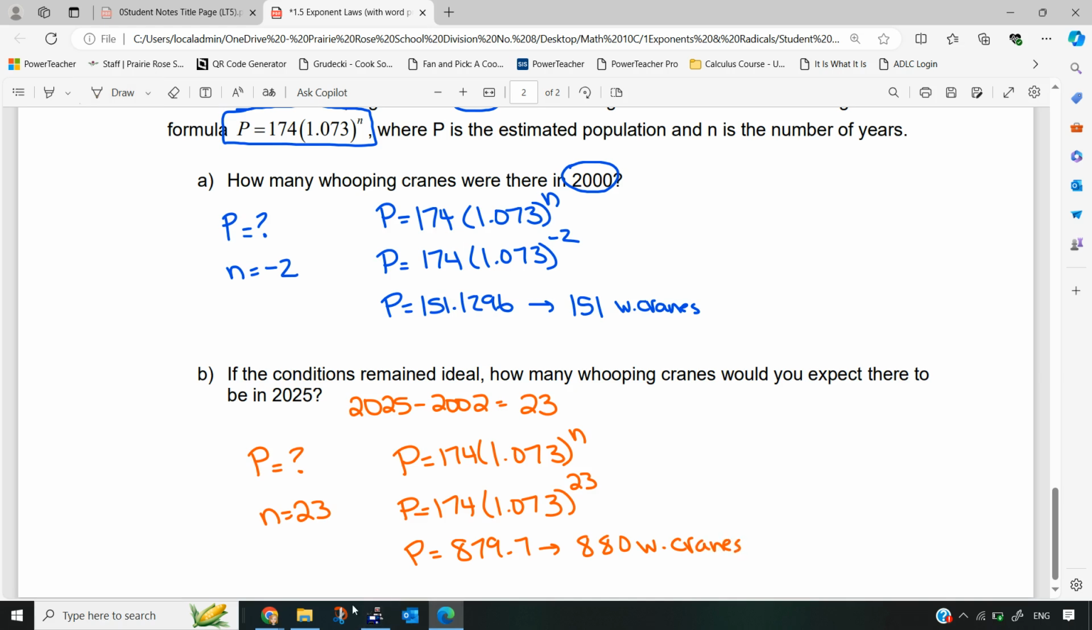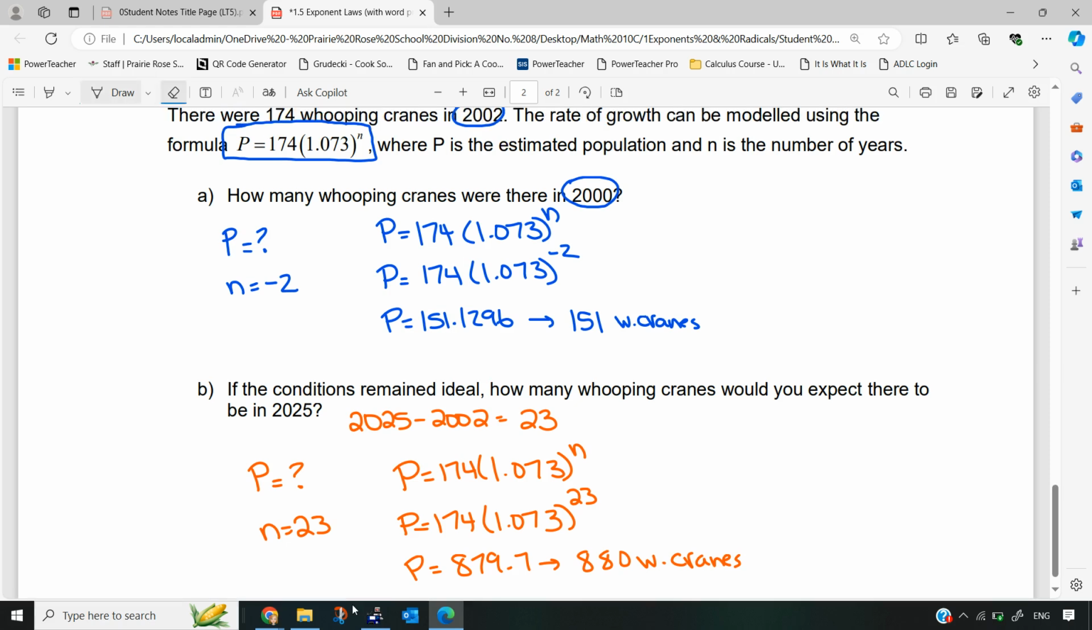Now, as I mentioned earlier, you will be working with these exponential formulas in grade 12 in both 30-1 and 30-2. So I just want you to take one quick look at that formula. We have P equals 174 times 1.073 to the exponent of n. This is going to be a little bit of a cliffhanger, but I want you to take a look at the formula and see if you can figure out where those numbers are coming from in the formula.